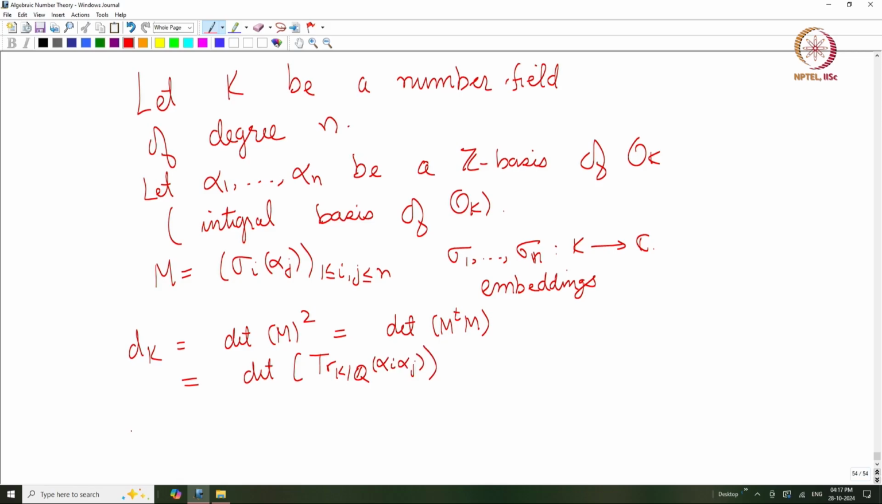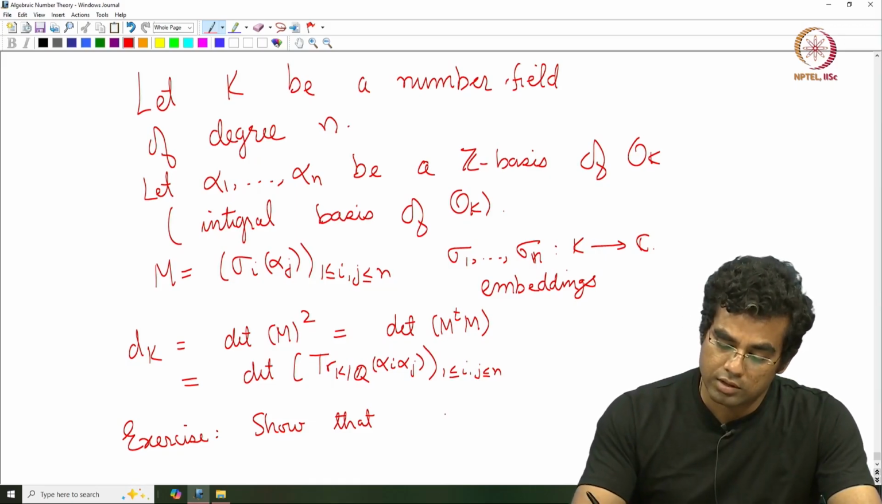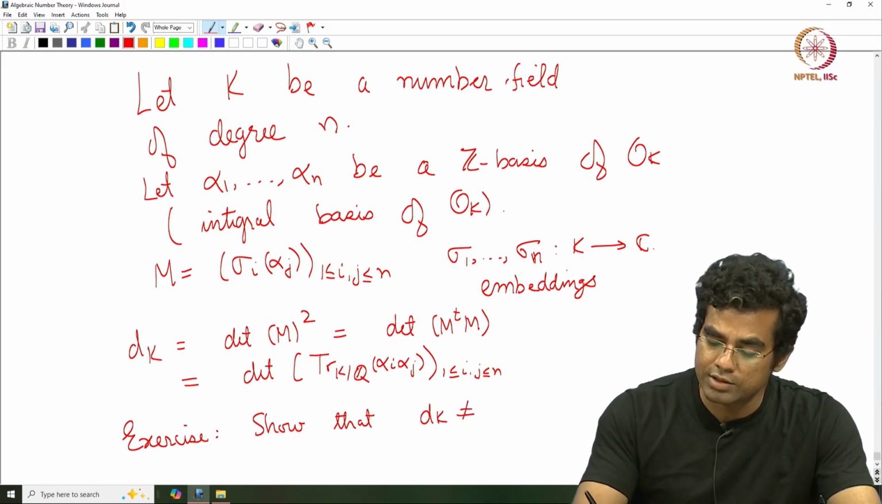Okay. Here is another exercise about discriminant. Show that, so this proves the fact that dk is determinant of trace of alpha i alpha j. This shows that discriminant is actually in Z, right. So, it could be a positive integer, it could be a negative integer, it can't be 0 because M is invertible.